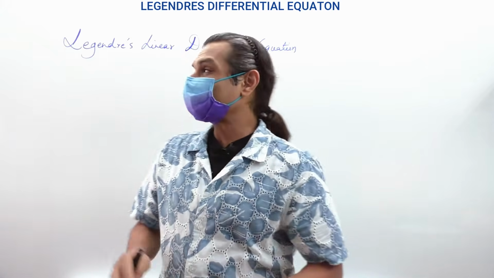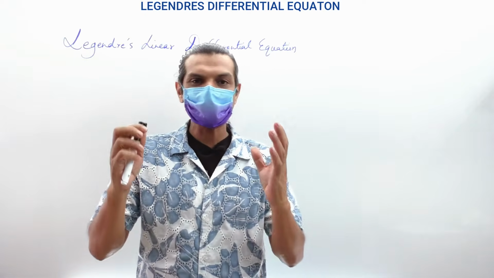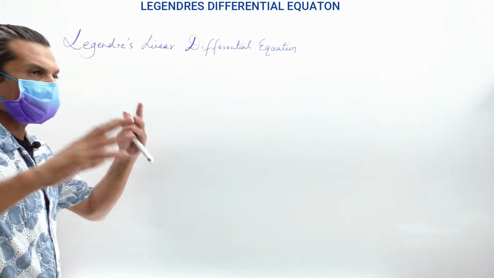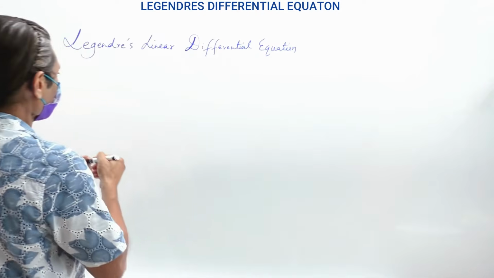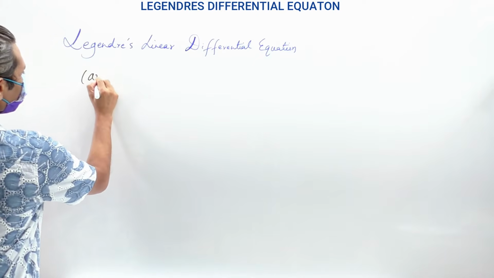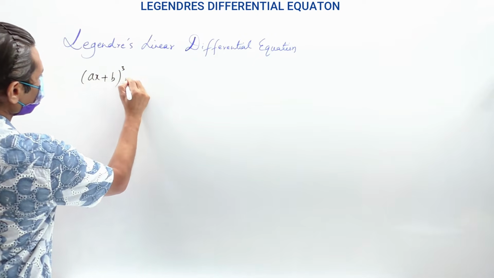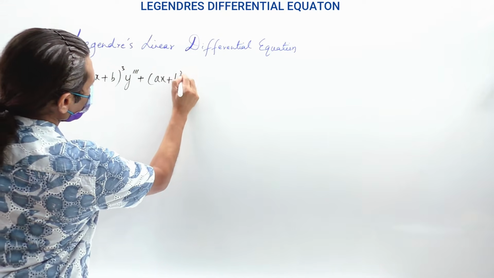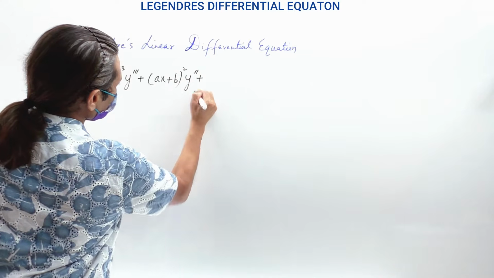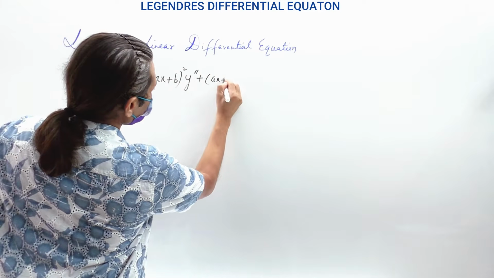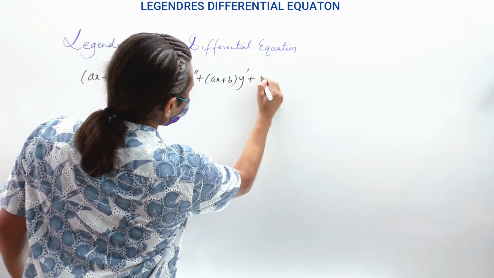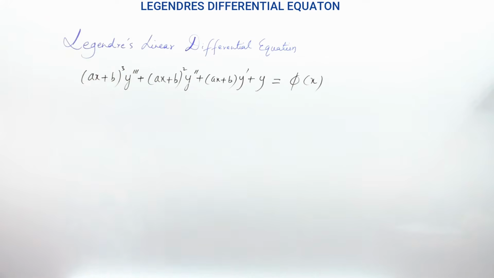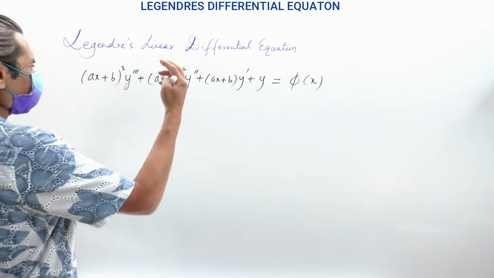As I told you, the Legendre's differential equation is a special form of linear differential equations. In a very simple way, the Legendre's equation looks like this: (ax plus b) the whole cube into y triple dash plus (ax plus b) the whole square into y double dash plus (ax plus b) into y dash plus y equals say something in x, the right hand side. Now the question given looks like this.